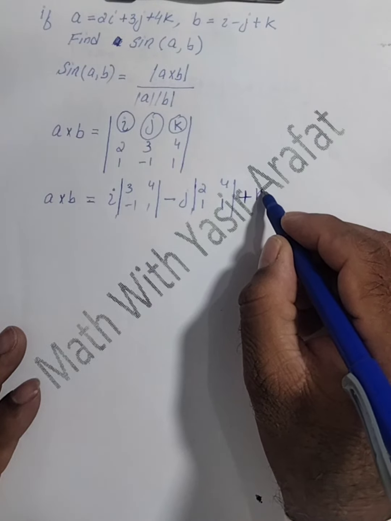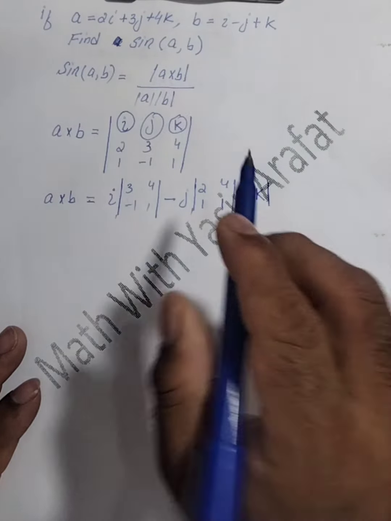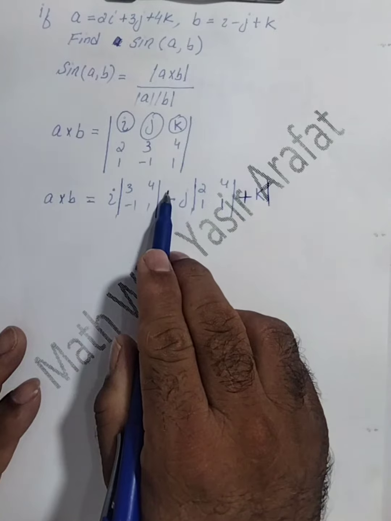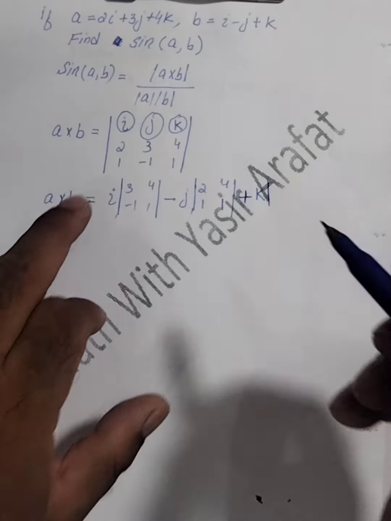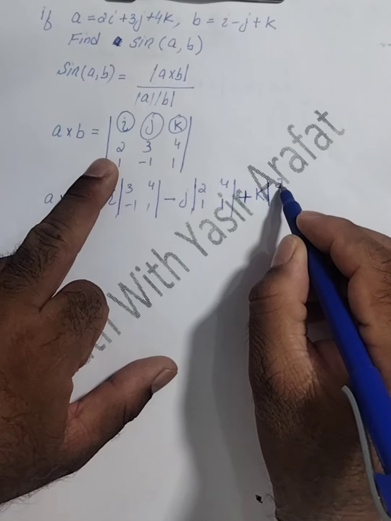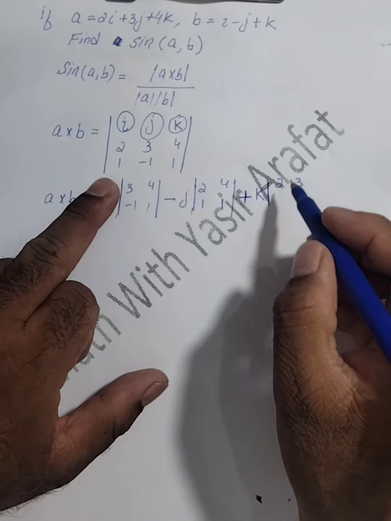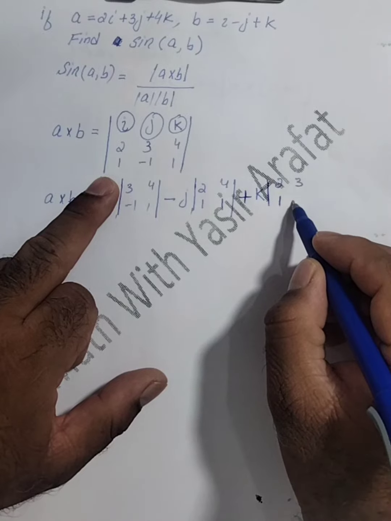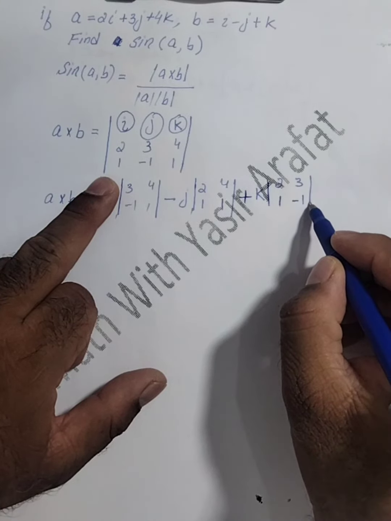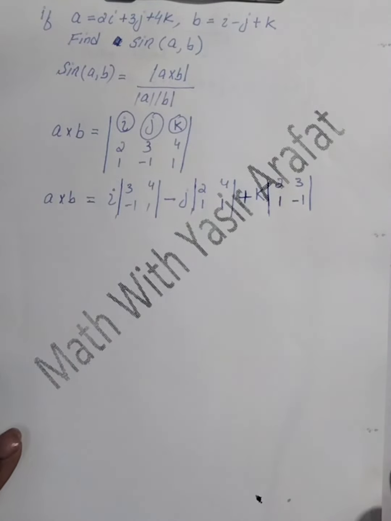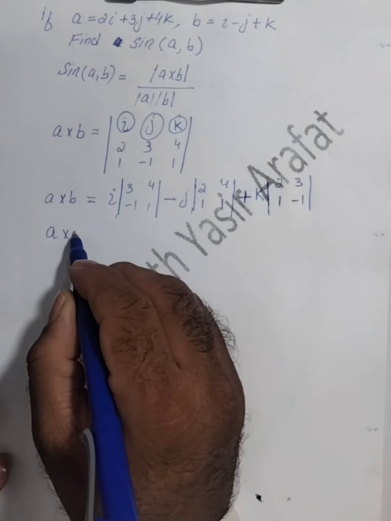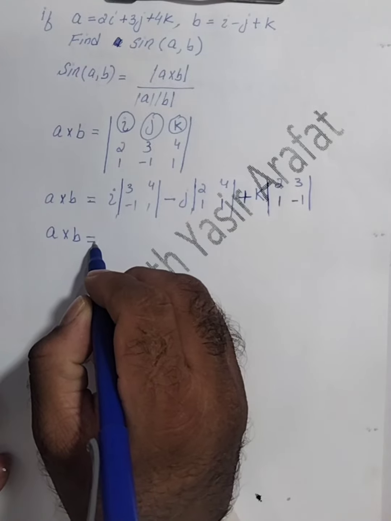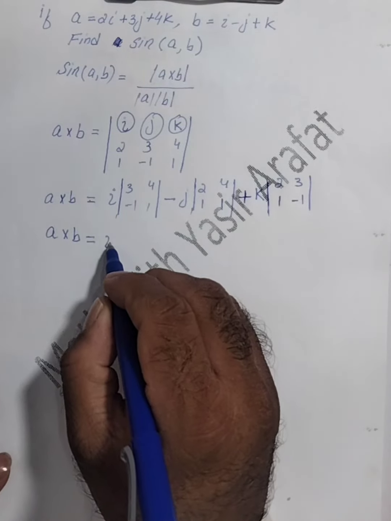Write down the k here, leave this row and this column. So the remaining is 2, 3, 1 and minus 1. So this is A cross B, that is equal to i.